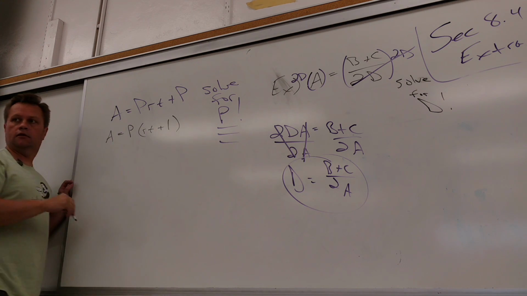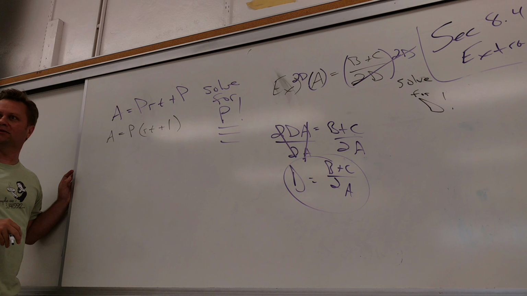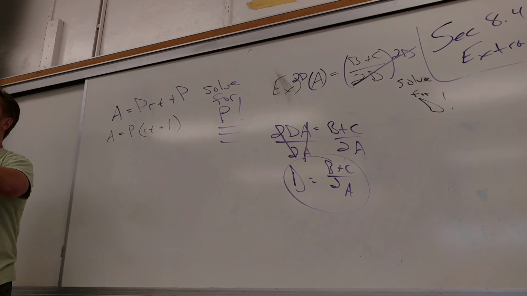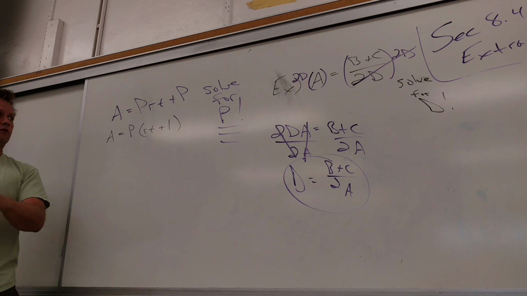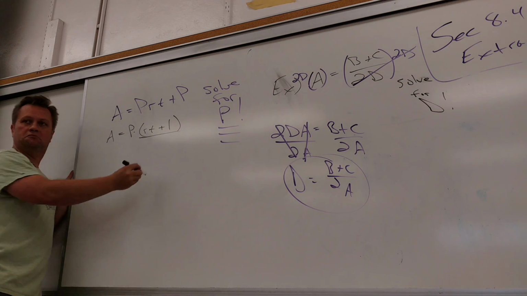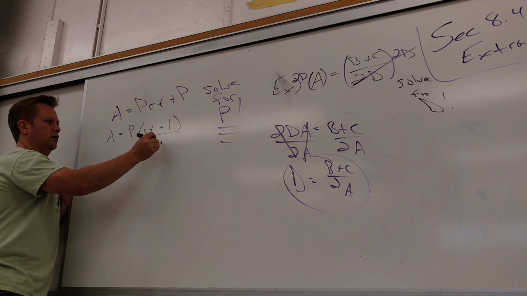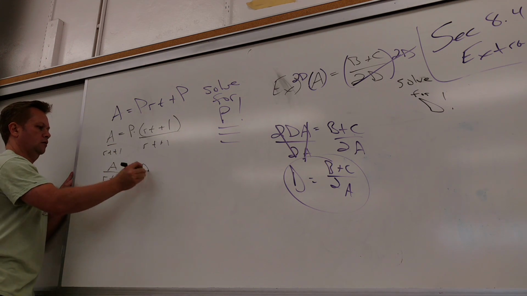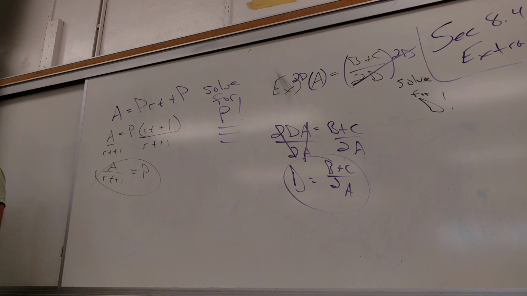Plus one. How many P's are there? One. Good. There was one P that was distributed to both things, so I don't see the one until I take it out. Now, how do I get P by itself? Just divide by the thing you don't want. It's P times that, so then I divide by it. Done. It's what we do.